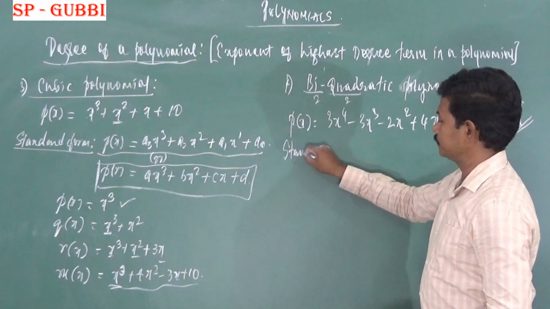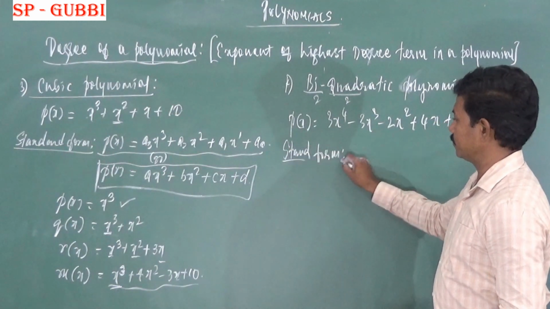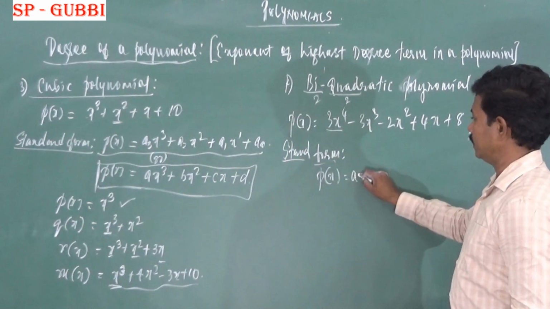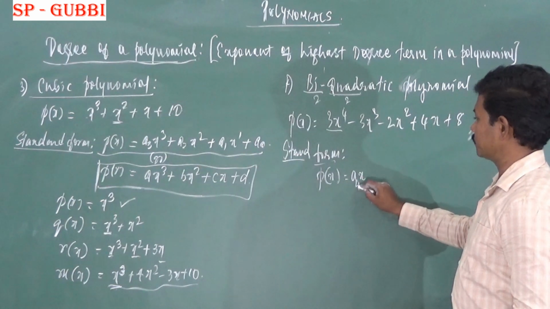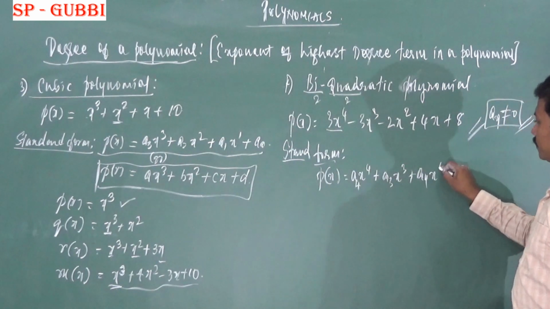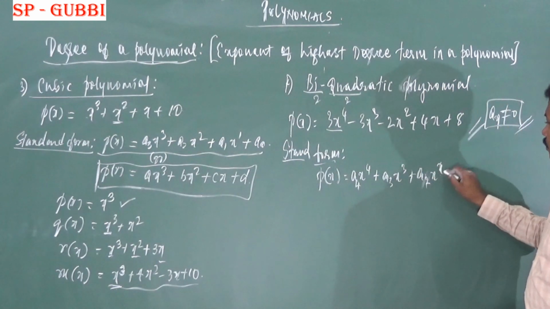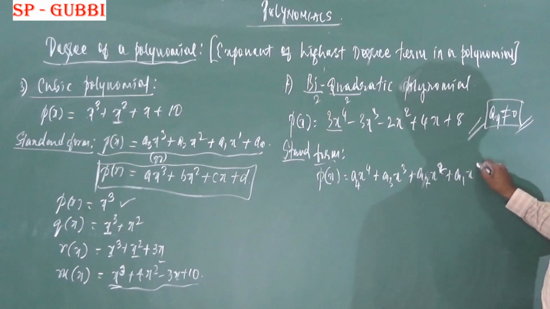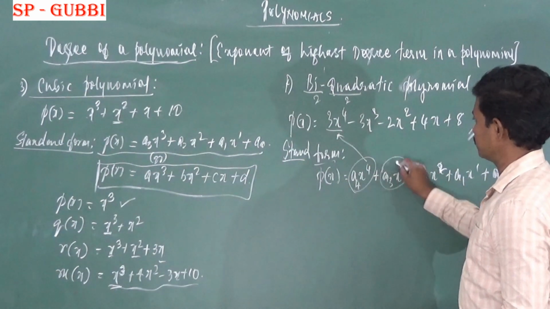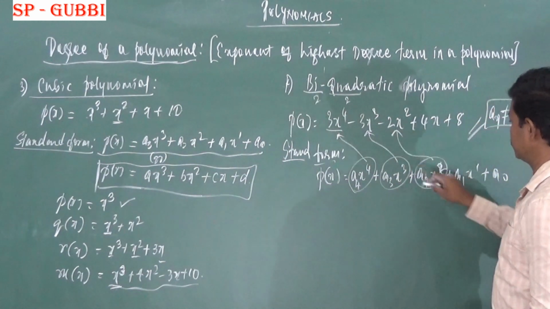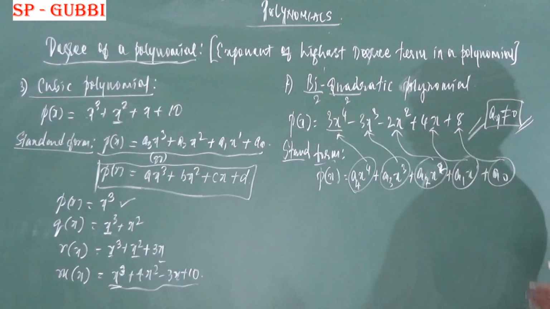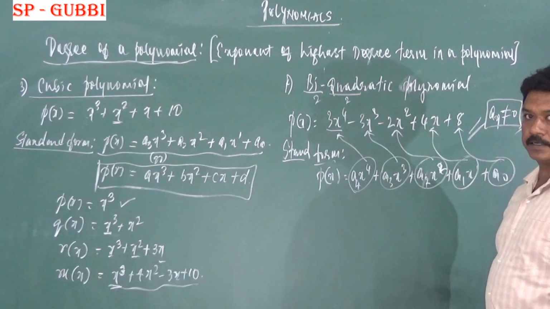So we will go with the standard form of this. The standard form can be written as p of x is equal to, I hope you can define this, a base 4 x to the power 4, a base 3 x to the power 3, a base 2 x to the power 2, a base 1 x to the power 1, and a base 0. Each term here is represented by the corresponding term in the polynomial, and a base 0 is the constant represented by 8. So this is the standard form of a biquadratic polynomial.